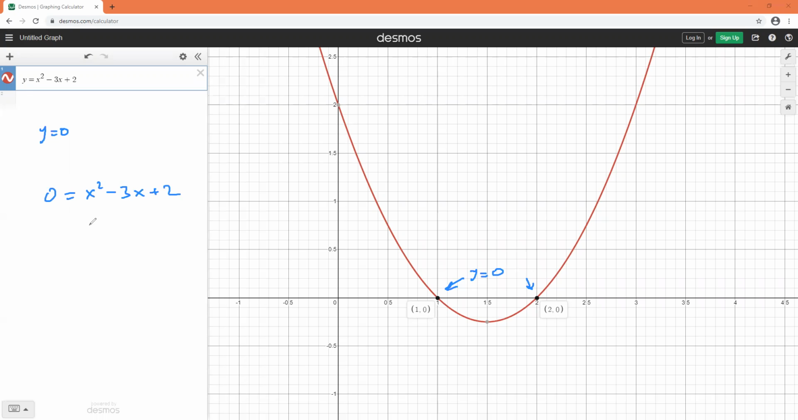So when you equate y to 0, we get the quadratic equation. And when you have a quadratic equation like this, sometimes it can give us 2 solutions, like in this case, where the first x is equal to 1 and the second one is equal to 2. But that's not always the case, because sometimes a quadratic equation only has 1 root.